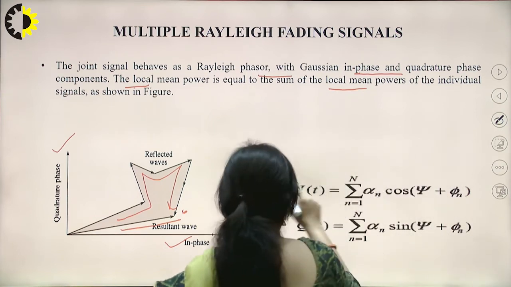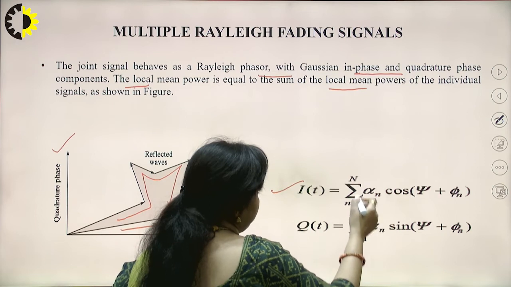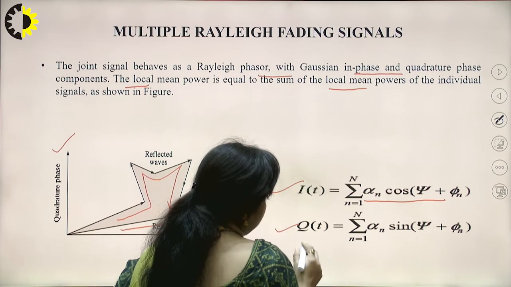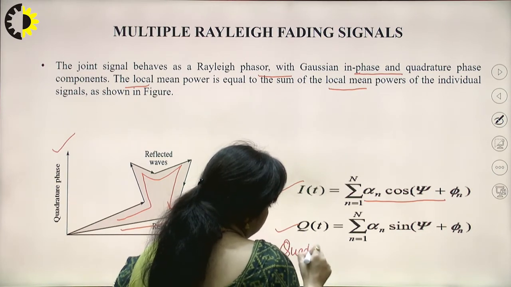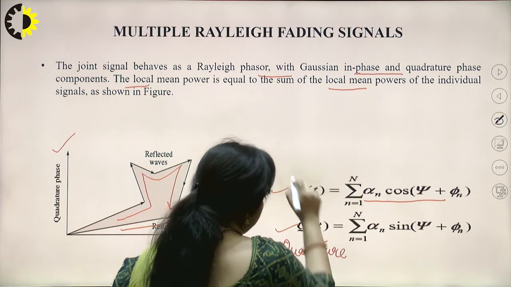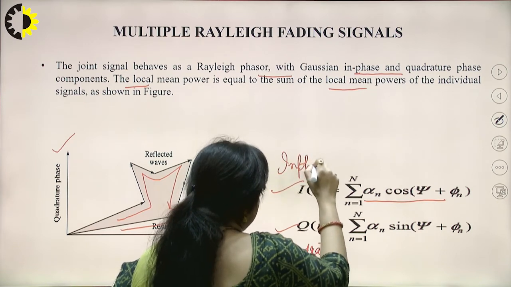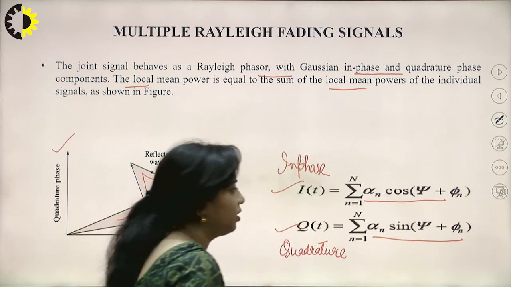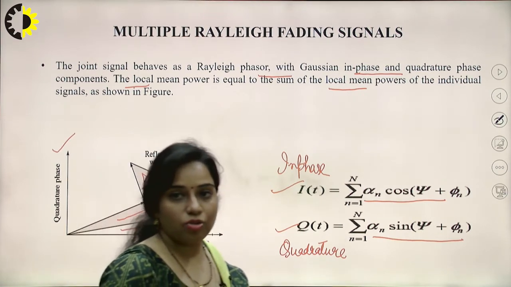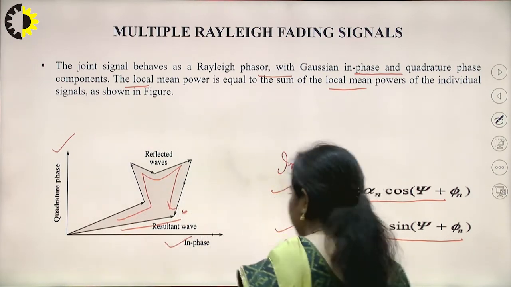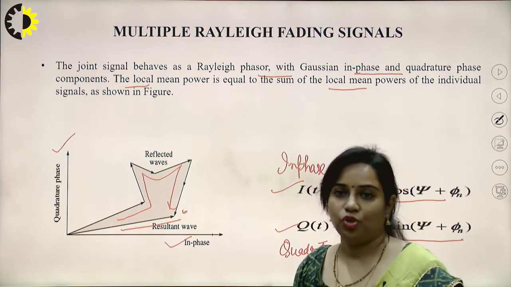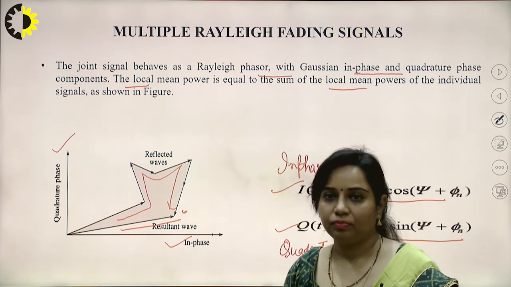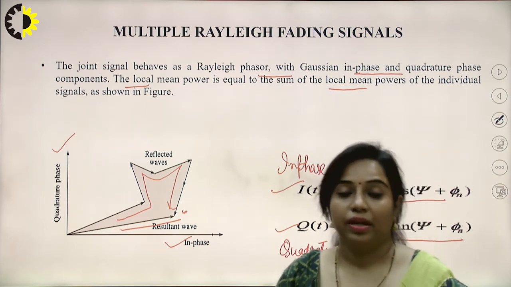This is the in phase component equation, that is I(t) equals the summation from n equals 1 to capital N of alpha n cos(2 pi f t plus phi n), and Q(t) will be the quadrature phase component. In quadrature phase it is the summation from n equals 1 to N of alpha n into sine(2 pi f t plus phi n). So in case of quadrature phase, we are considering the sine component, which is the 90-degree phase shifted version of cosine, and sine and cosine are the signals generated by the local oscillator as a carrier signal.